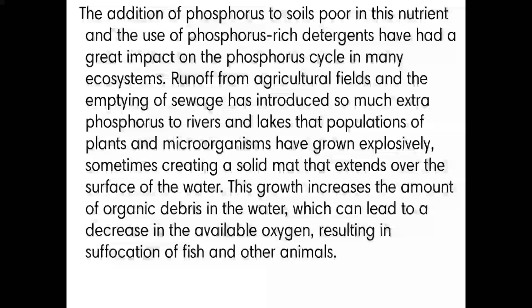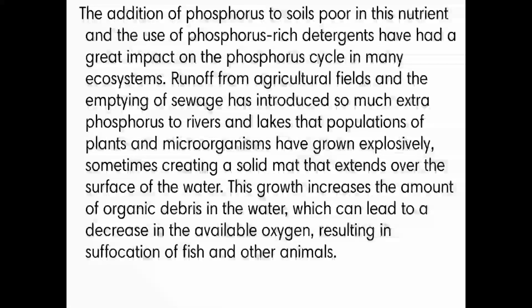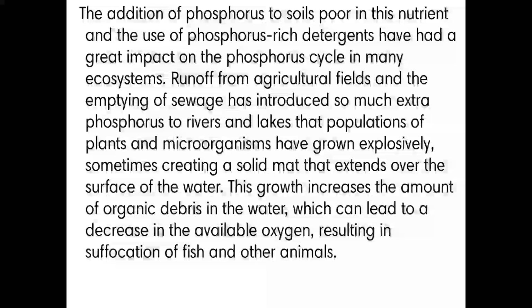The addition of phosphorus to soil poor in this nutrient and the use of phosphorus-rich detergent have had a great impact on the phosphorus cycle in many ecosystems. Runoff from agriculture and the emptying of sewage has introduced so much extra phosphorus to rivers and lakes that populations of plants and microorganisms have grown explosively, sometimes creating a solid mat that extends over the surface of the water. This growth increases the amount of organic debris in the water, which can lead to a decrease in the available oxygen, resulting in suffocation of fishes and other animals.